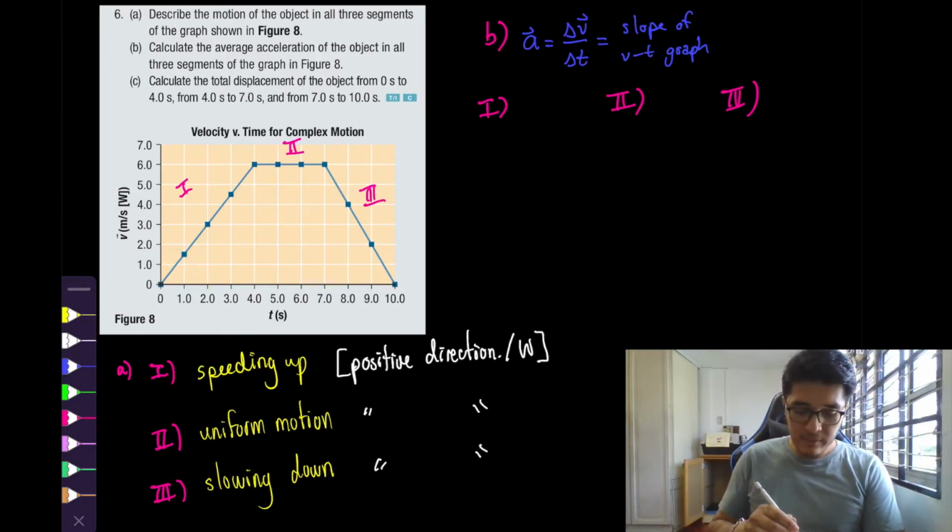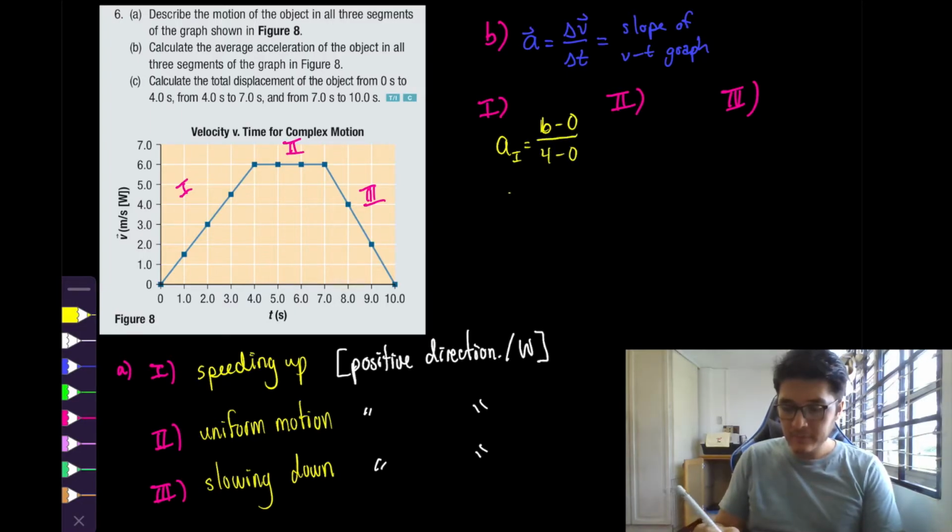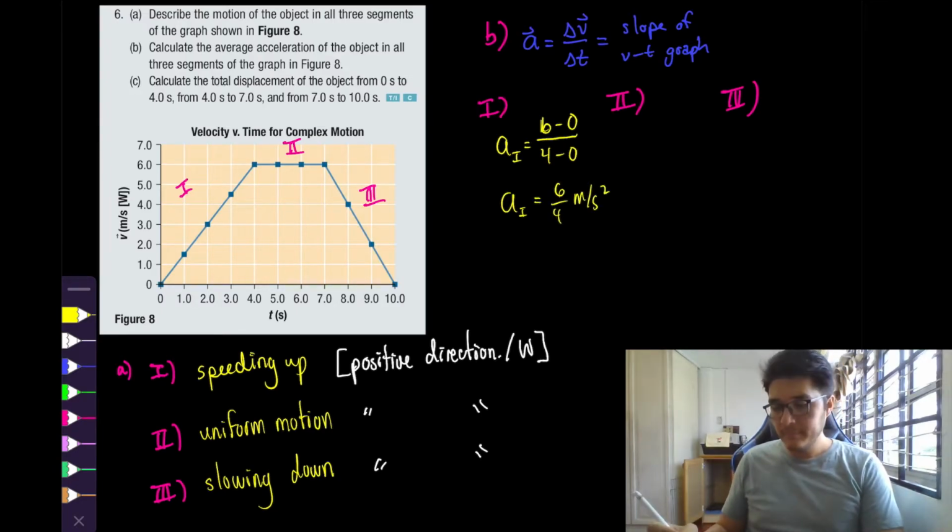So let's call this the acceleration along the first part. Final velocity, which is 6, minus initial velocity, which was 0, and that took place in 4 seconds. So that's just 6 over 4 meters per second squared, which can be reduced to 3 over 2. So that's kind of easy.